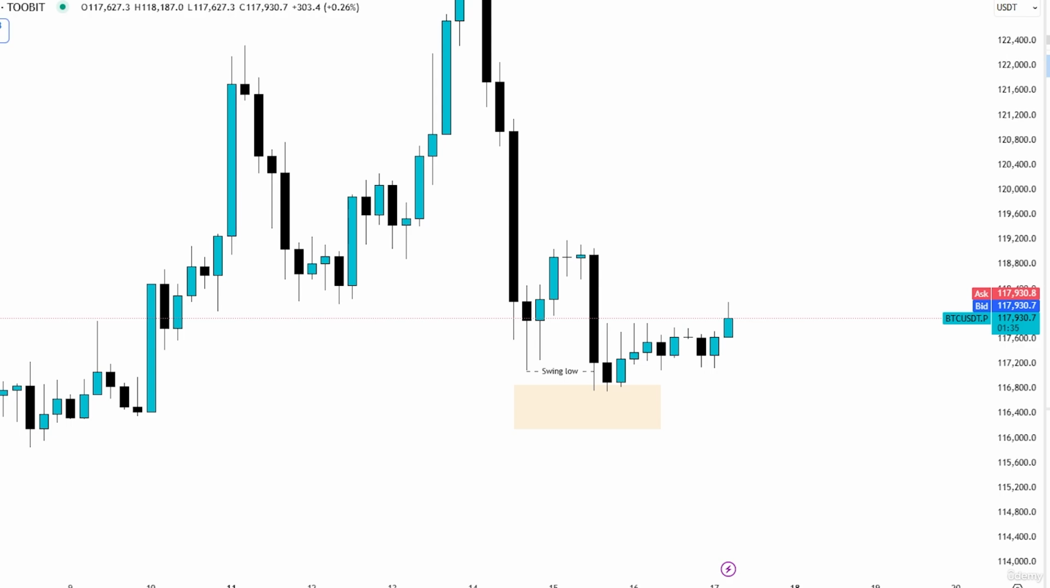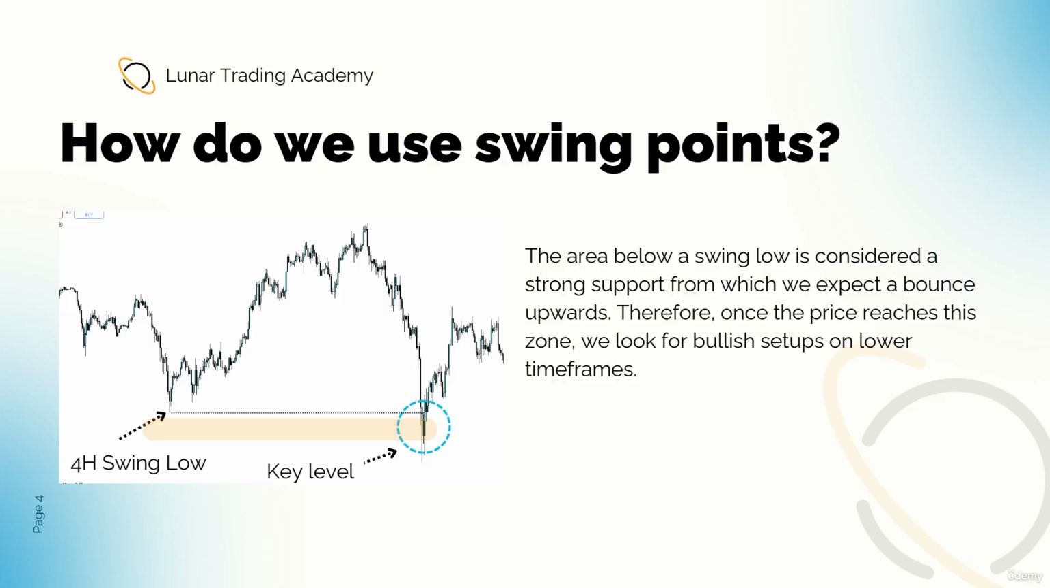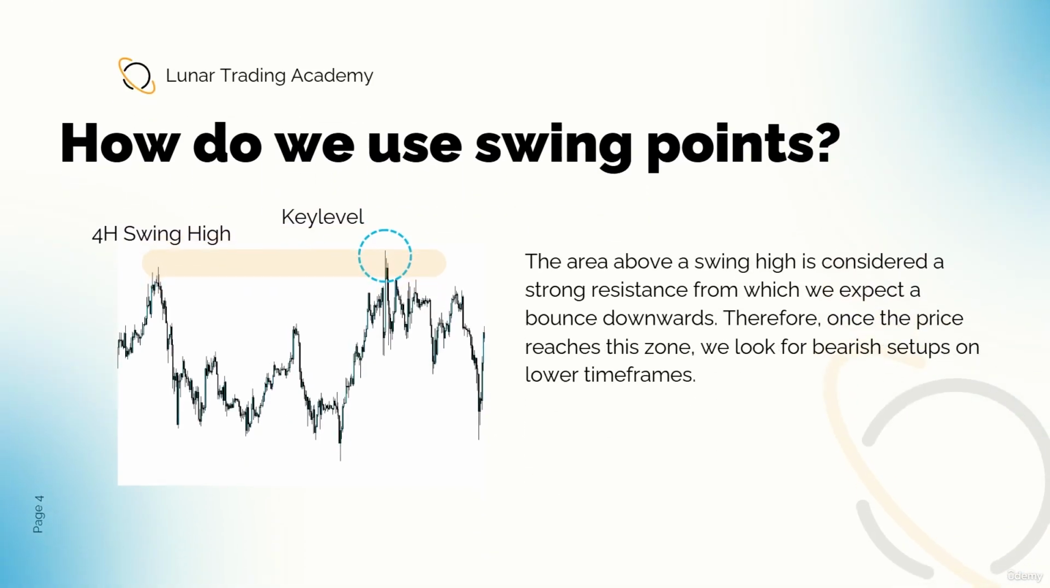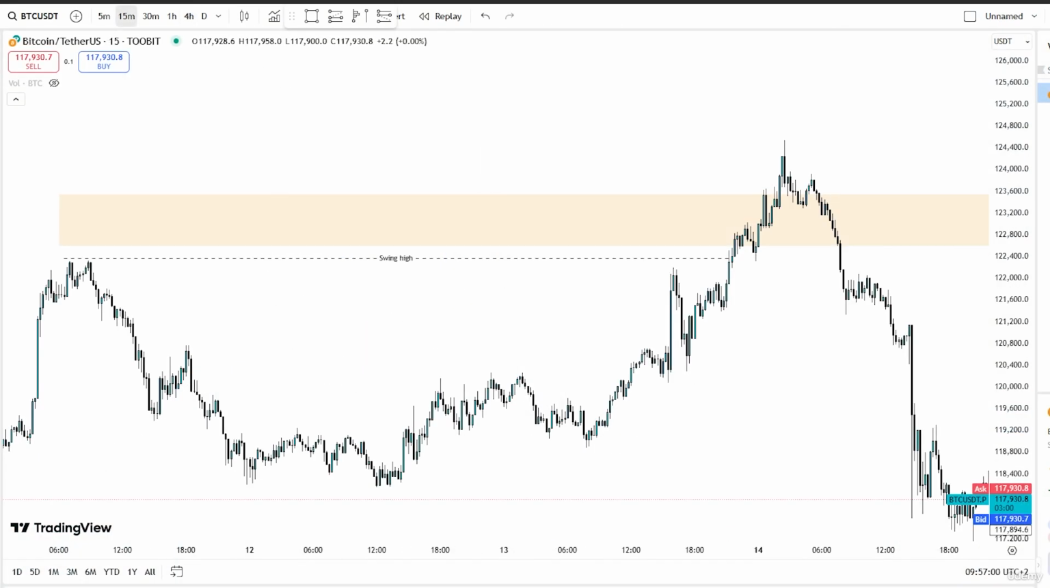The area below a swing low is considered a strong support from which we expect a bounce upwards. Therefore, once the price reaches this zone, we look for bullish setups on lower timeframes. The area above a swing high is considered a strong resistance from which we expect a bounce downwards. Therefore, once the price reaches this zone, we look for bearish setups on lower timeframes.